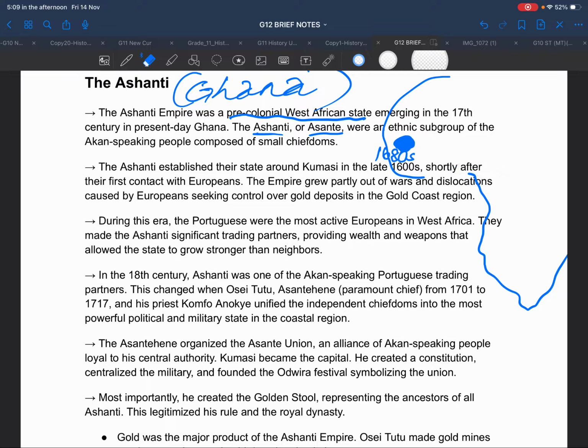This was shortly after their first contact with Europeans; they began to have contacts around this time. The empire grew partly out of wars and dislocations caused by Europeans seeking control over gold deposits in the Gold Coast region. The Gold Coast was known for its gold deposits, and that was the British target.